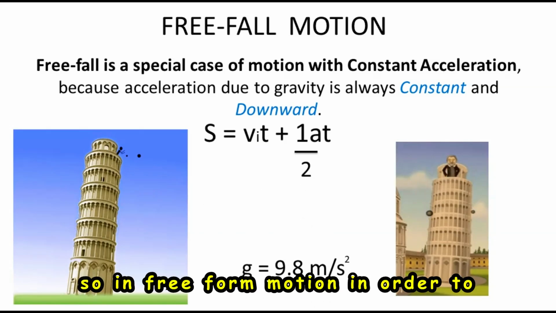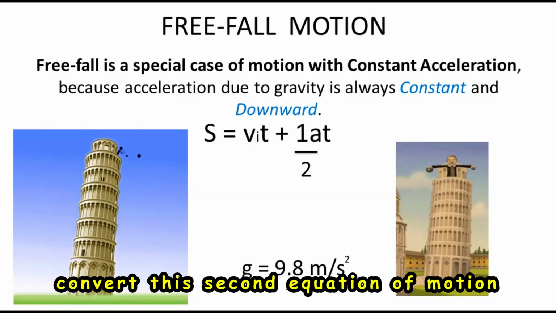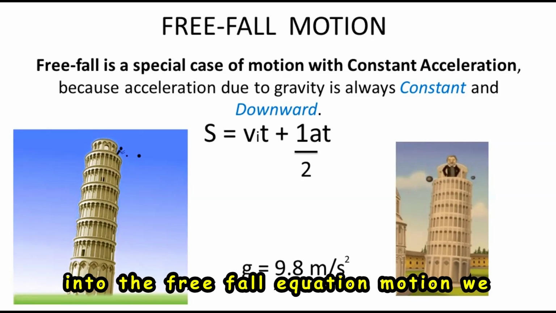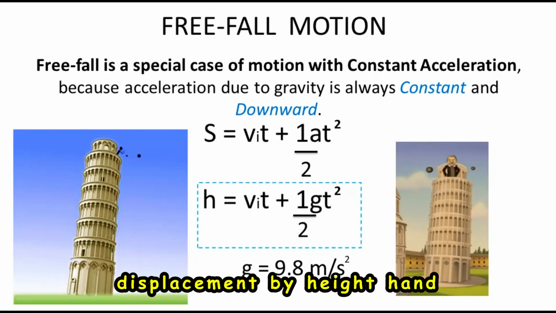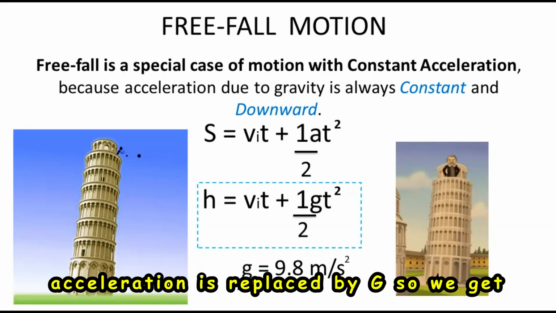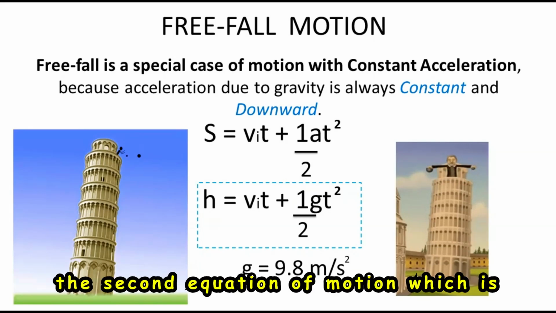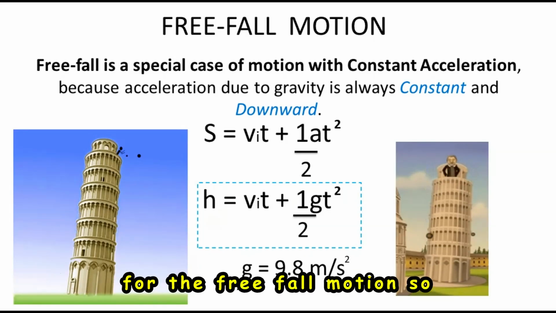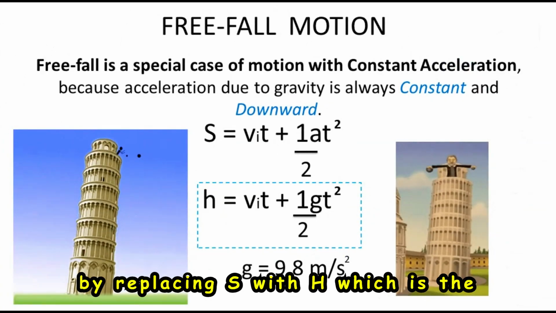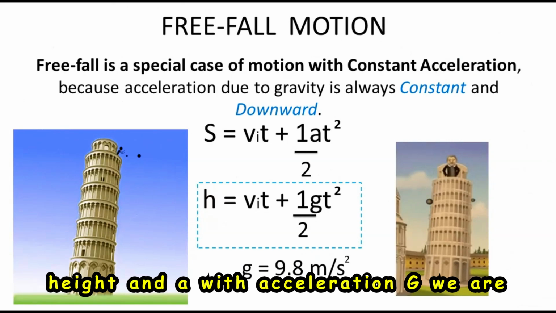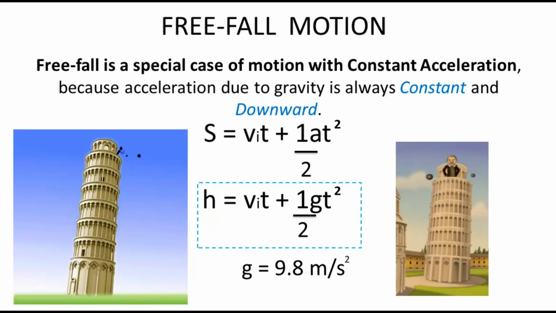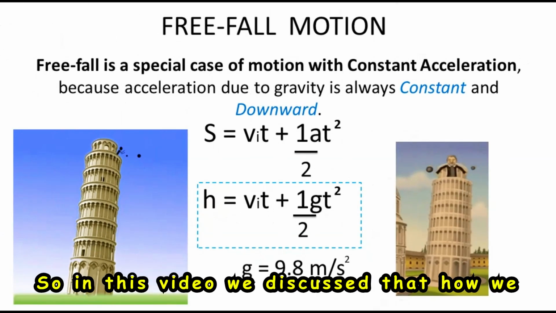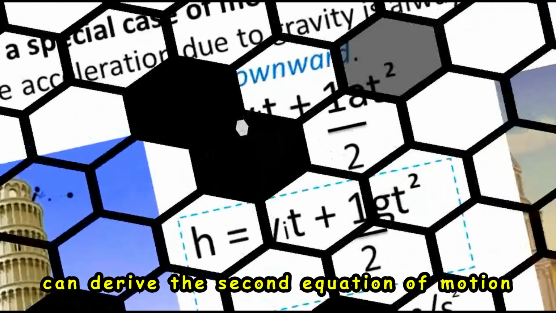So in order to convert this second equation of motion into the free fall motion equation, we have to replace s, which is the displacement, by height h, and acceleration a is replaced by g. So we get the second equation of motion for free fall motion. By replacing s with h, which is the height, and a with acceleration g, we are getting our free fall motion's equation. So in this video we discussed how we can derive the second equation of motion in an easy way.